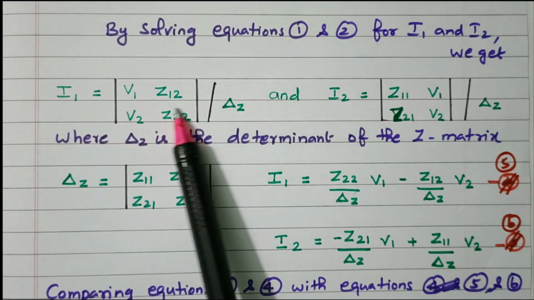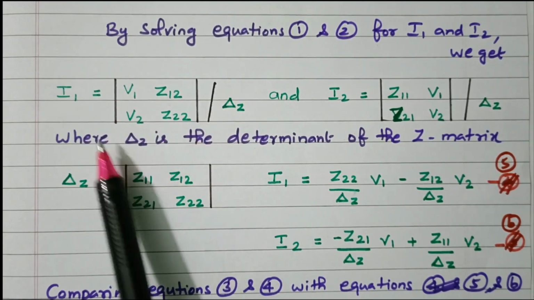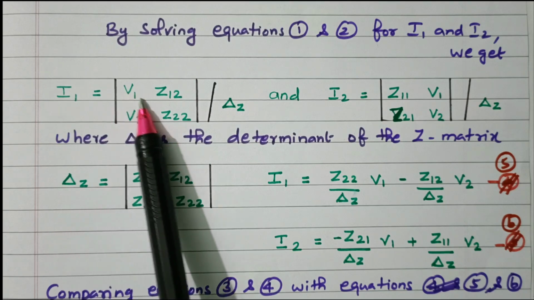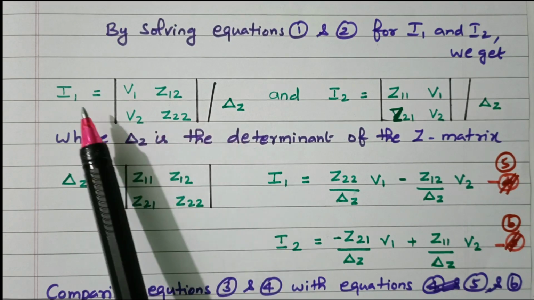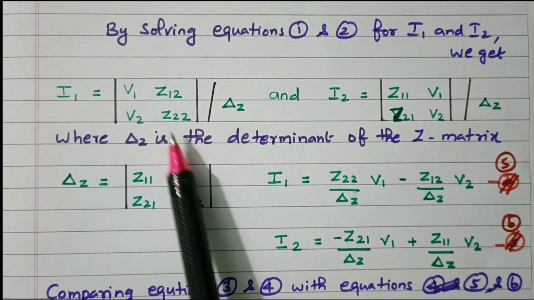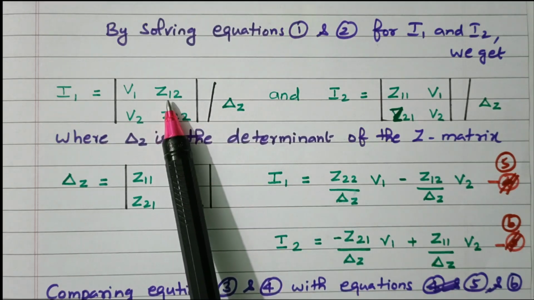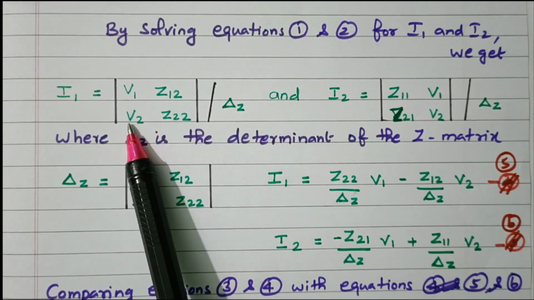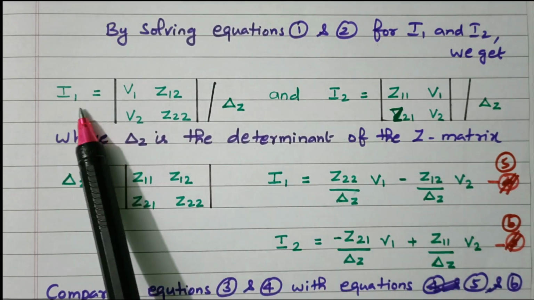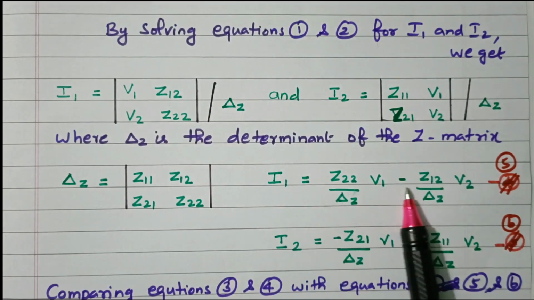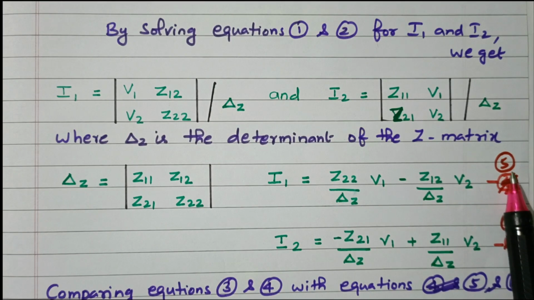Now we can expand this determinant. What is a determinant? We cross multiply these two minus these two parameters, so that we'll get I1. So V1 into Z22 divided by del Z, minus Z12 into V2 divided by del Z. From this matrix we got the equation for current I1. Take this as equation number 5.